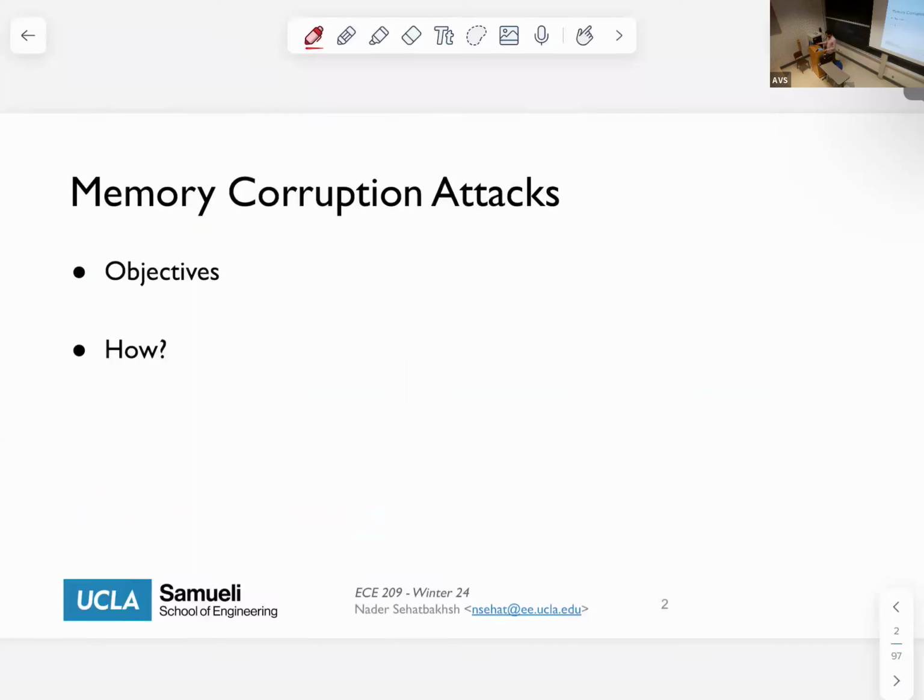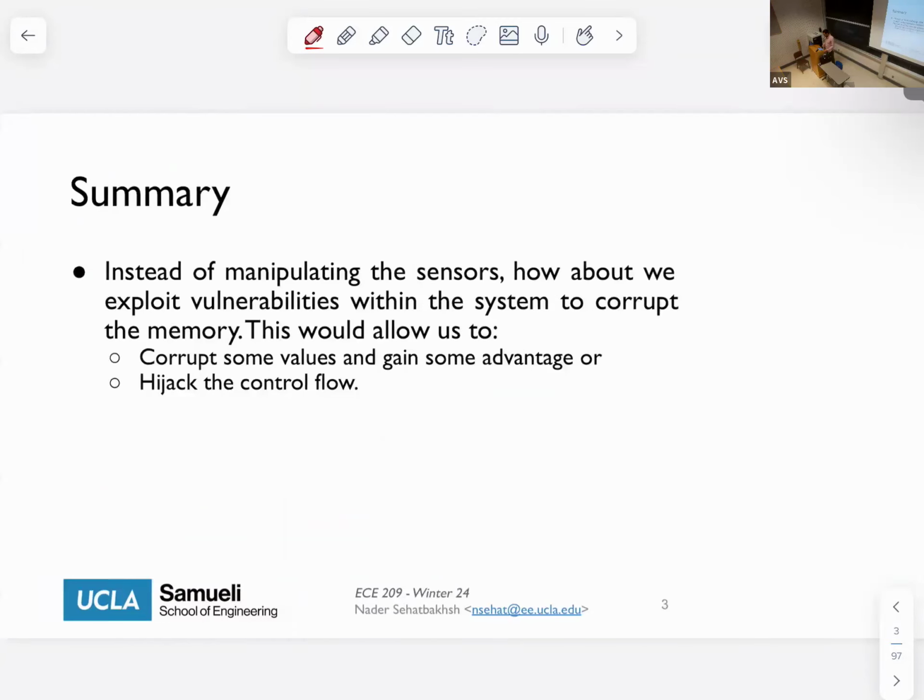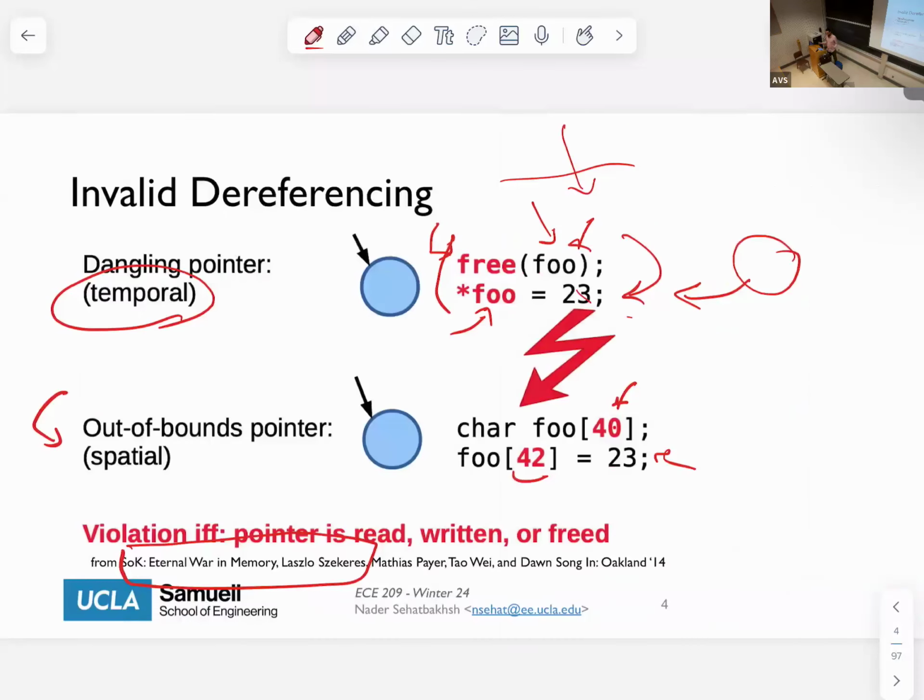Good. All right. So if you remember, we were talking about memory corruption, right? The problem with memory corruption is that one way or another, the attacker can corrupt something in the memory. There are many examples of this, including various types of invalid dereferencing, which could be temporal or spatial. There are many others as well, such as integer overflow, heap spraying, things like that.